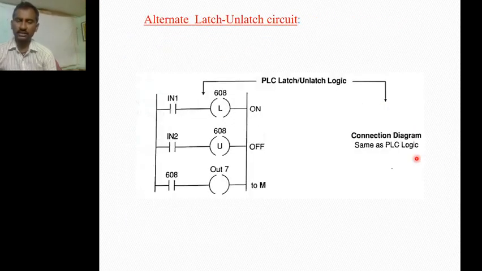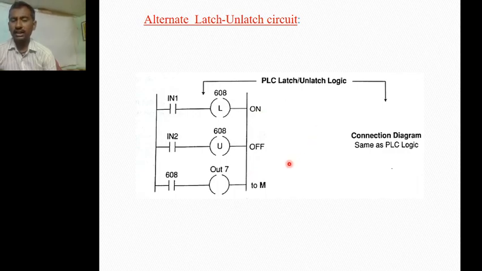This COM represents the supply for the input devices and the supply for the output devices. So this is example 2, and the same can be explained with the latch and unlatch circuit also. That means when IN1 is on, then this particular 608 is on. When IN2 is on, then this 608 will be off. So if we start IN1, then what happened? The 608 is on, so the output will be on.